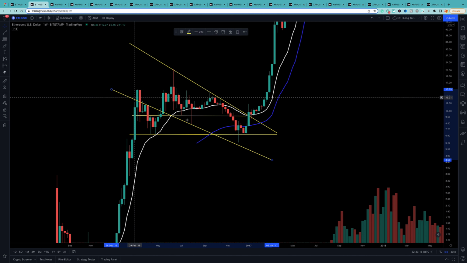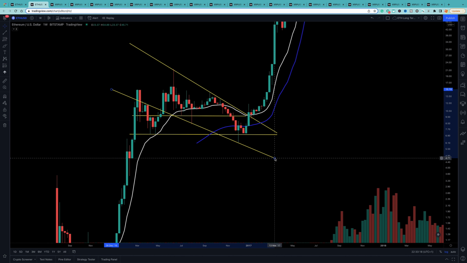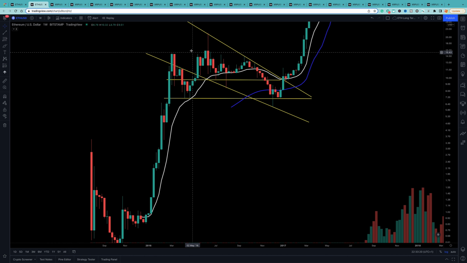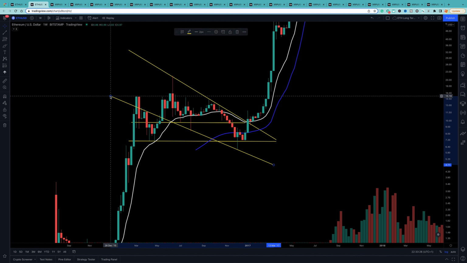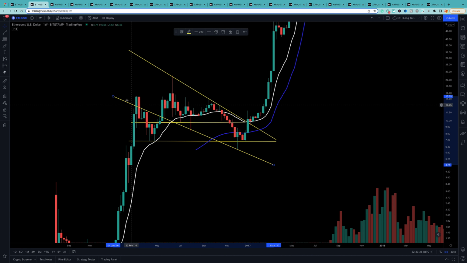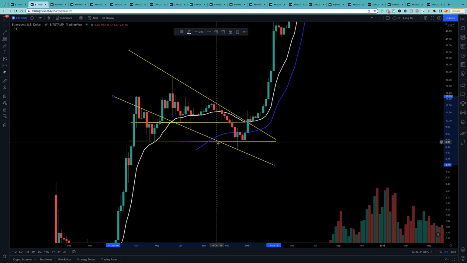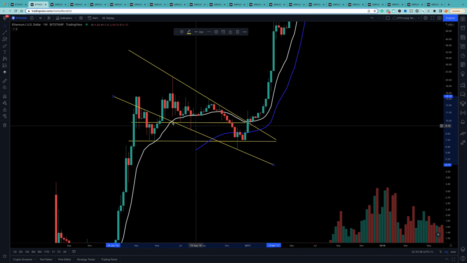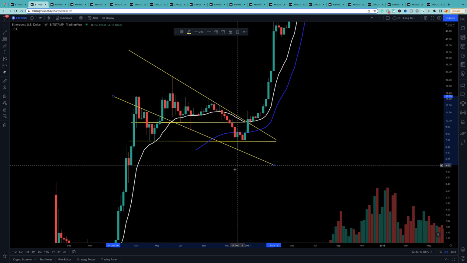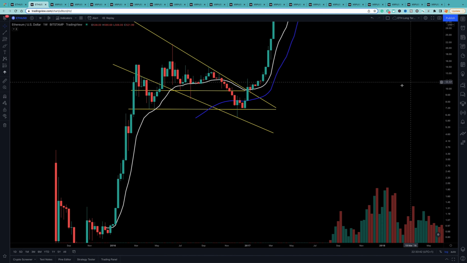Again, I think this one might be a bit of a wedge. So like a bull pennant there. I think that's it. There we go. There's that wedge there. Because look, you can see the resistance, support, support, and then support. So you can see that there as well.